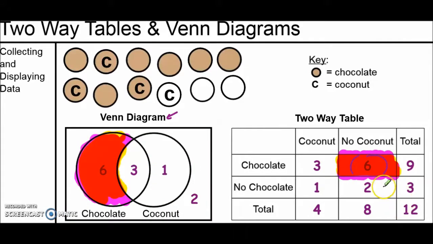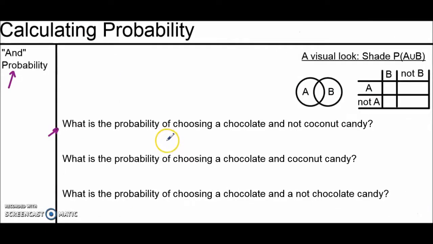So any way you look at it, there are 6 candies that are chocolate and not coconut out of a total of 12 candies. So the probability of choosing a chocolate and not coconut candy is going to be 6 out of 12, which can be written as 1/2, as a decimal, that is 0.5, and as a percent, that is a 50% likelihood of getting a chocolate and not coconut candy.